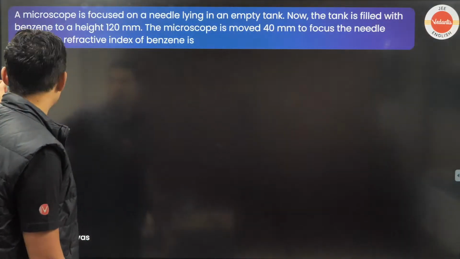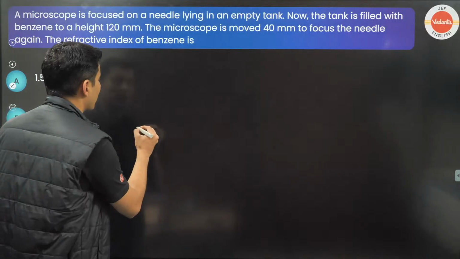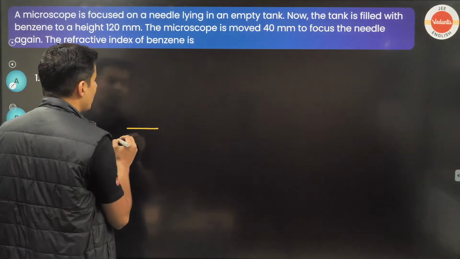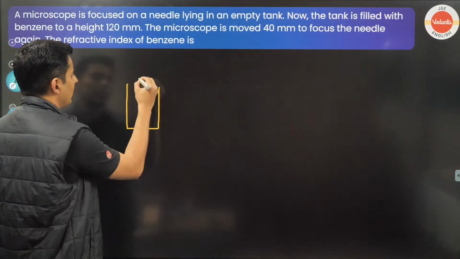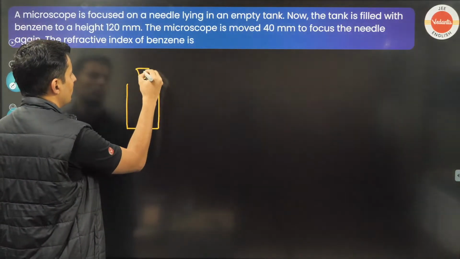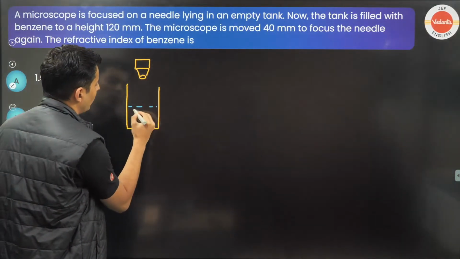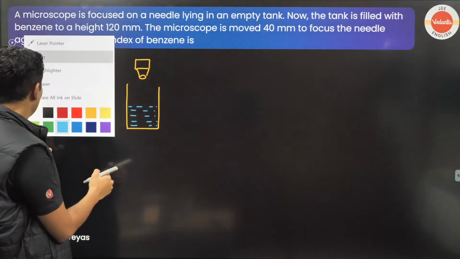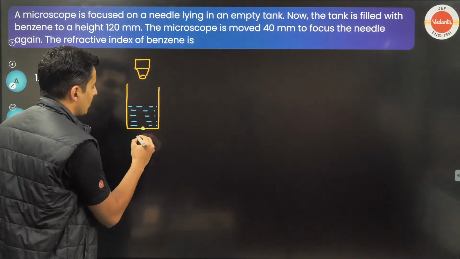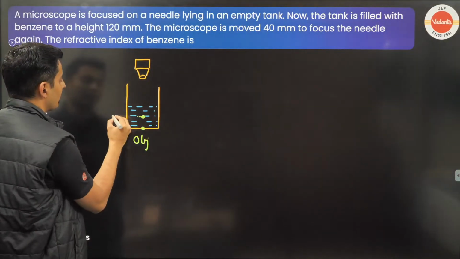Only two situations. Okay, now for this problem, the microscope is focused on the needle, maybe somewhere over here, lying in an empty tank. So this is an empty tank and this is our microscope, maybe over here. Now the moment you fill some liquid over here, what happens is that this object which was here, the image will be formed over here.